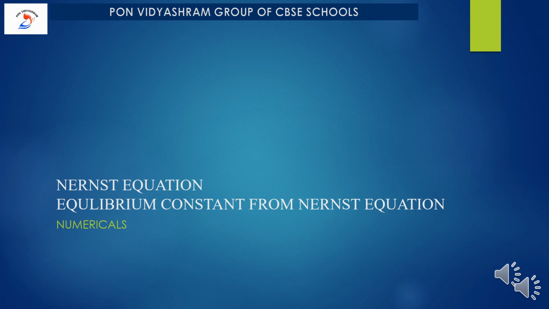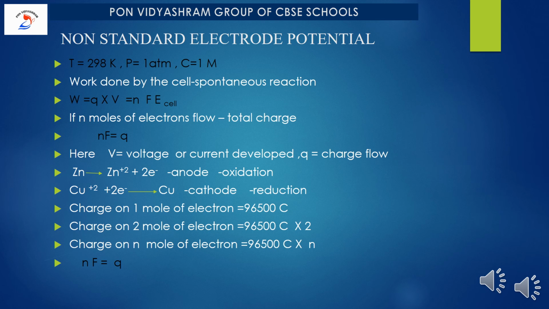So, for today's session, let me continue the Nernst equation along with a few important numericals and the relationship between equilibrium constant and Gibbs free energy. Children, listen carefully and note it down simultaneously. We have studied that the calculation of electrode potential can be done by two methods. One is standard condition and another one is non-standard condition.